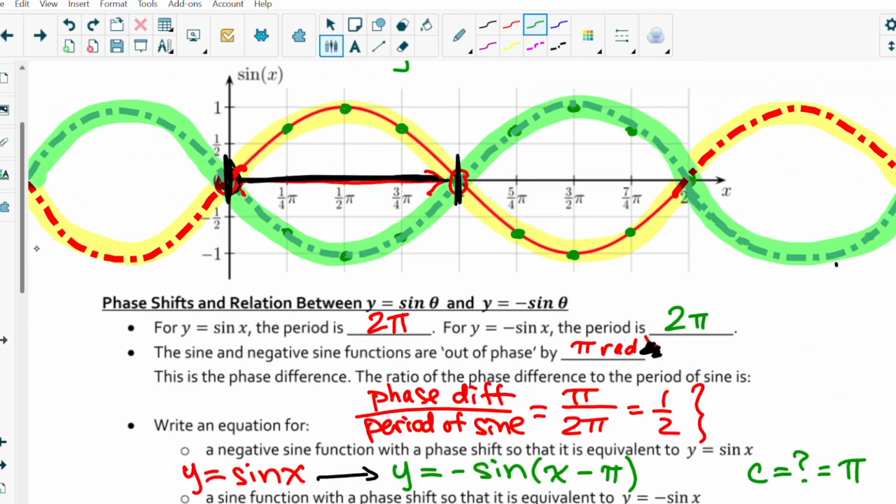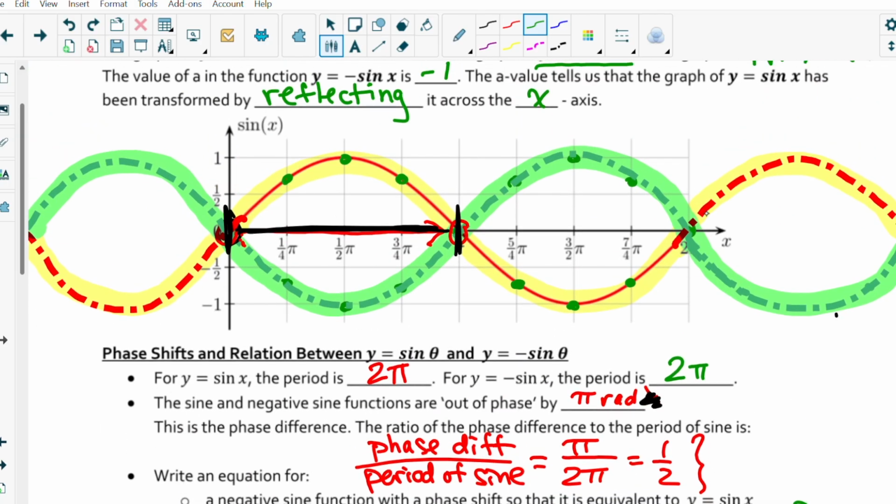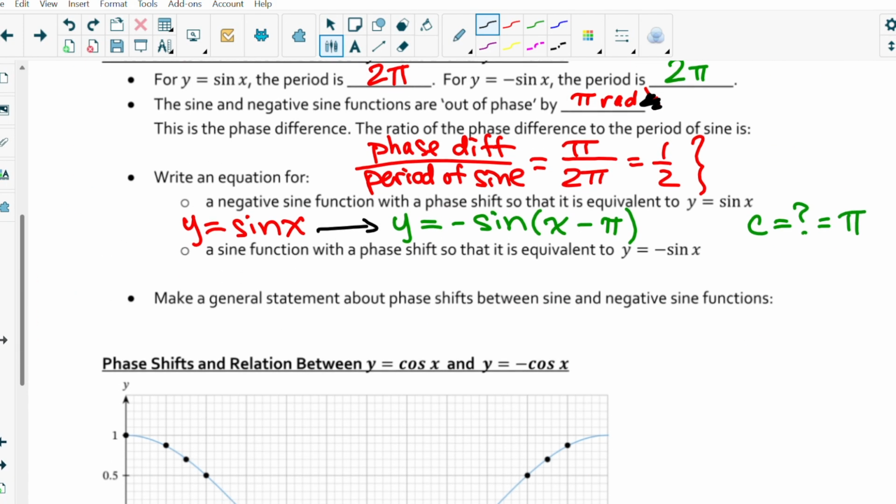Can we also shift it negative pi radians? What if I start here and shift this green graph this way? It will also overlay and line up with the positive sine version, right? So we can also think of it as the other phase shift: y equals negative sine of x plus pi. So we can phase shift it to the left.